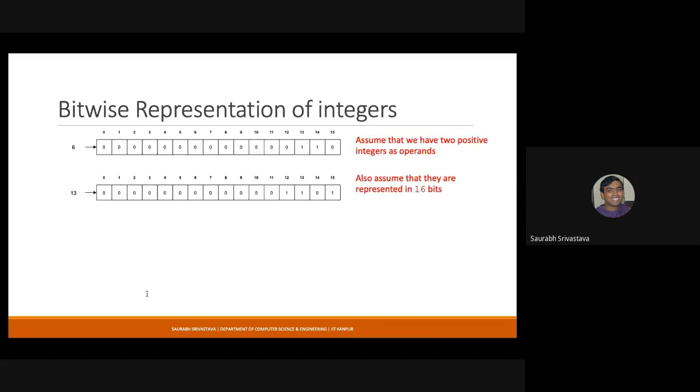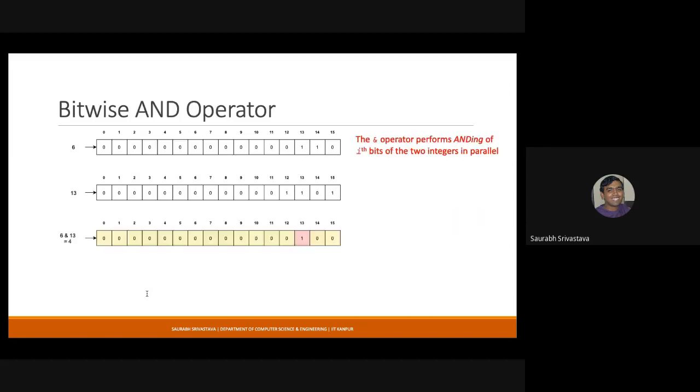So this is the representation. I think it is a bit too much. We have already seen this. Here is the anding happening: 1 and 1 is 1, and everything else is 0. If this was the representation for 6, and this was the representation for 13, when you do this anding, whatever comes out, you can interpret as 4.